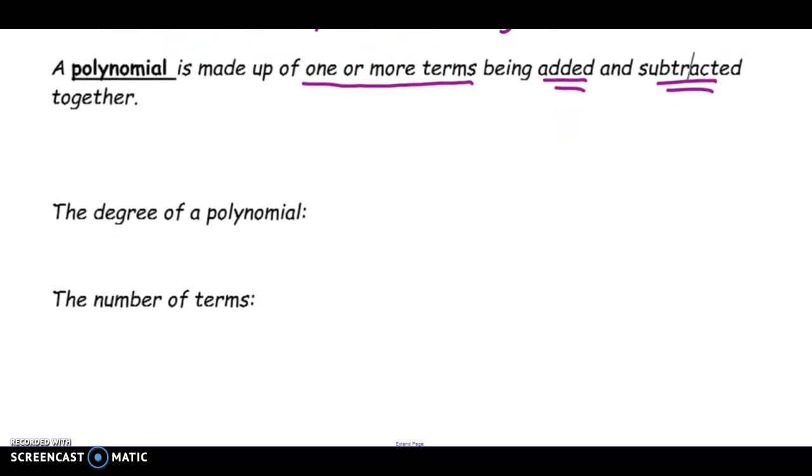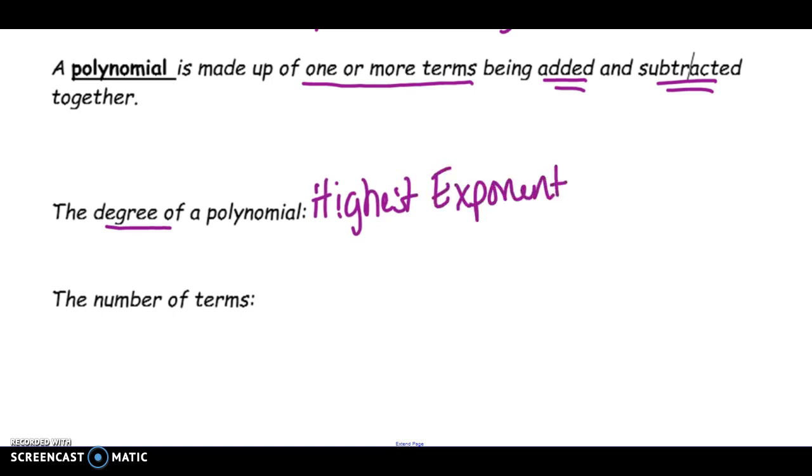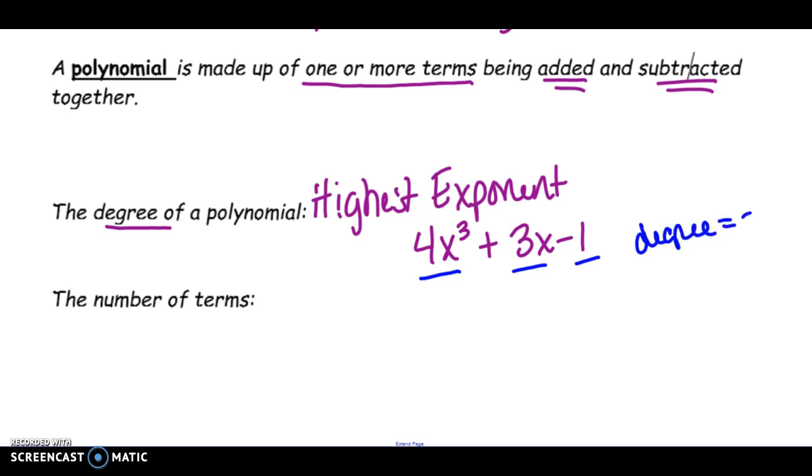The degree of a polynomial is basically the highest exponent. So for example, if I have a polynomial 4x to the third plus 3x minus 1, first of all, reviewing the word term: this is one term, this is two terms, this is the third term. So there's actually three monomials or three terms. The highest exponent I see is 3. So this would have a degree of 3.